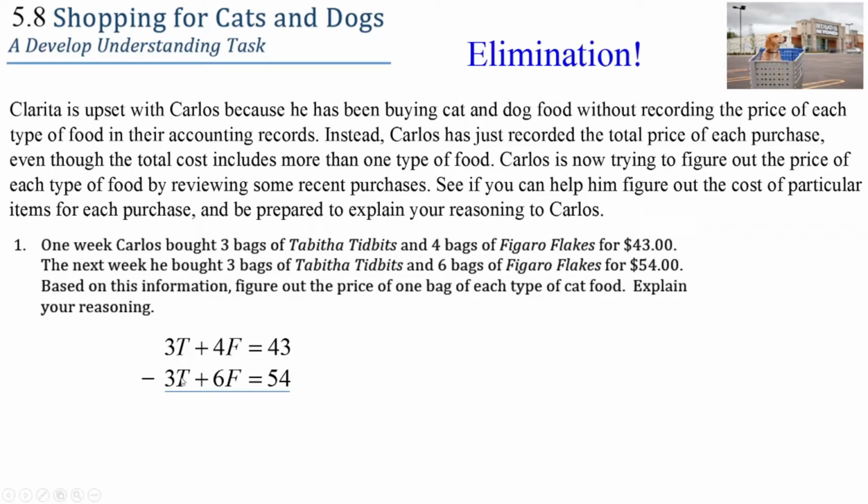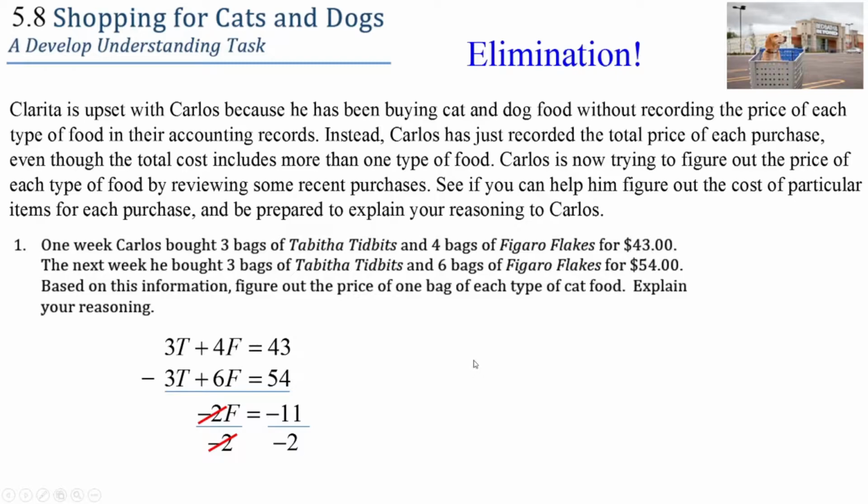So 3t minus 3t cancels, and then I go to my f's, Figaro flakes. 4f minus the 6f is going to be negative 2f, or negative 2 bags of Figaro flakes. And then 43, and don't forget we're subtracting 54, that would be negative 11. Now we have an equation in 1 variable and we can solve for f, the number of bags of Figaro flakes. How do we undo multiplication? We divide. Let's divide both sides by that negative 2.